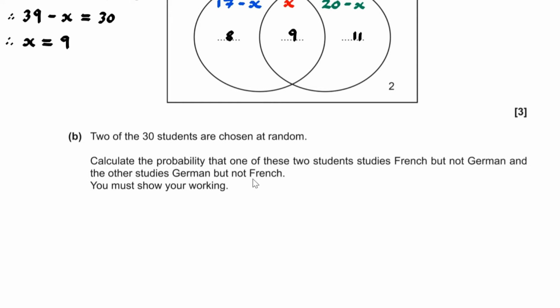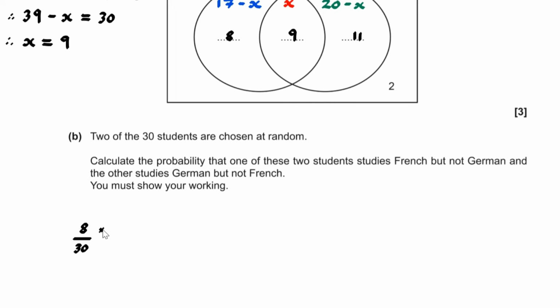So to do this question, what we're saying over here is, out of the 30 students, we've got 2 students. They can study French but not German, so that means French only. Or they could do German only but not French. Now the probability of studying French only, out of 30, that will be 8 of them.